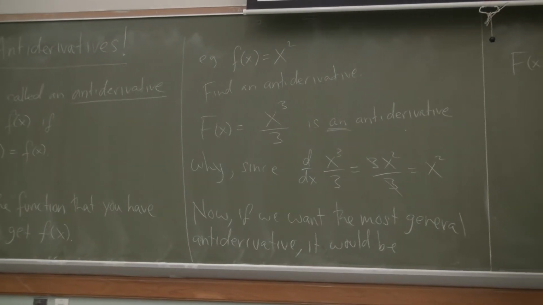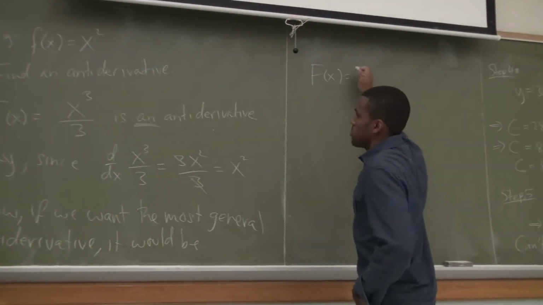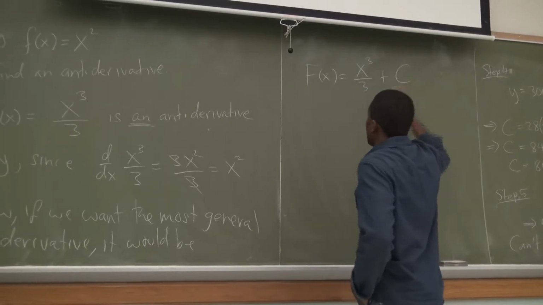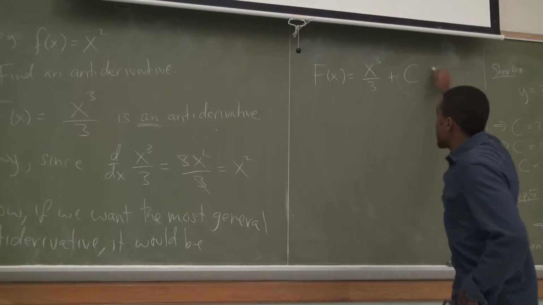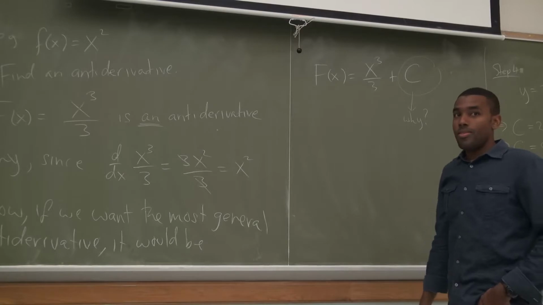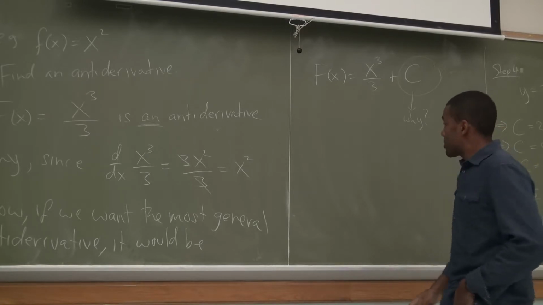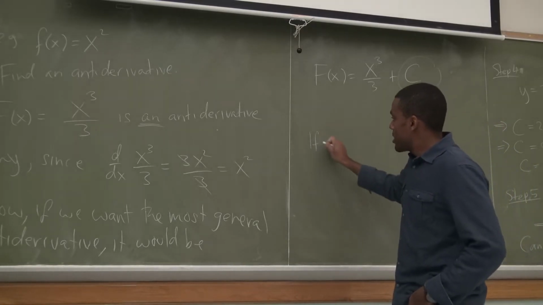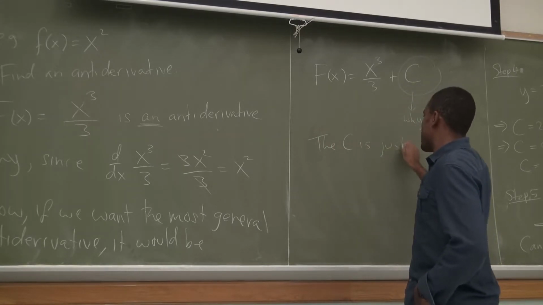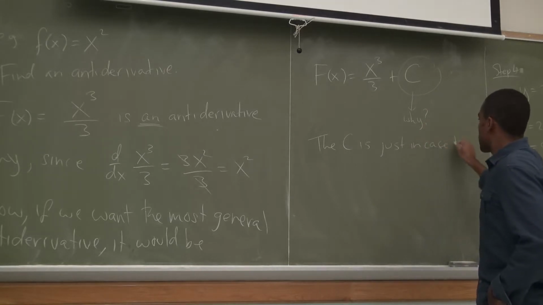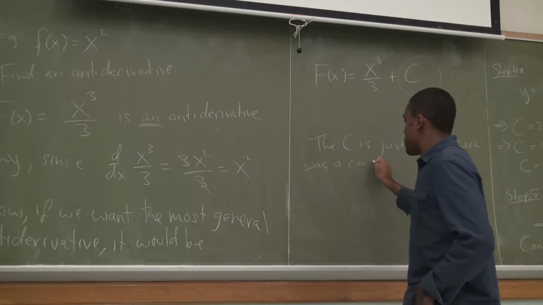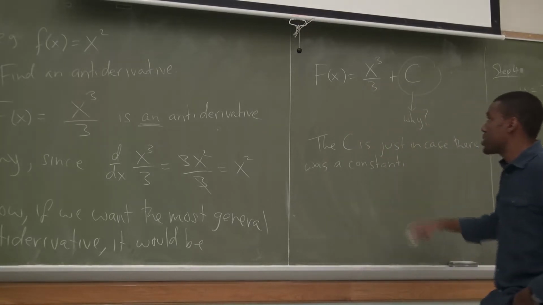X cubed over 3 plus c. Why is this guy here? Because it's a constant. Remember the video I put in the library? The c is just in case there was a constant here. That's why I played Calculus Factory earlier. It would disappear when we took the derivative, so we have to put it there.